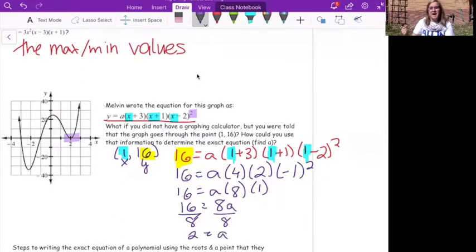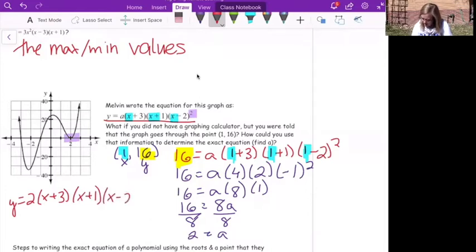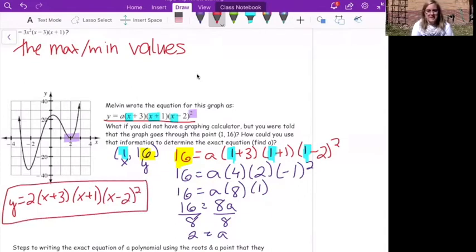So then 2 equals a. Now you want to write the actual equation. So then we go over here and write y equals 2 times x plus 3, x plus 1, and then x minus 2 squared. So that is how we find our exact equation. And I have these steps written out for you guys down here.